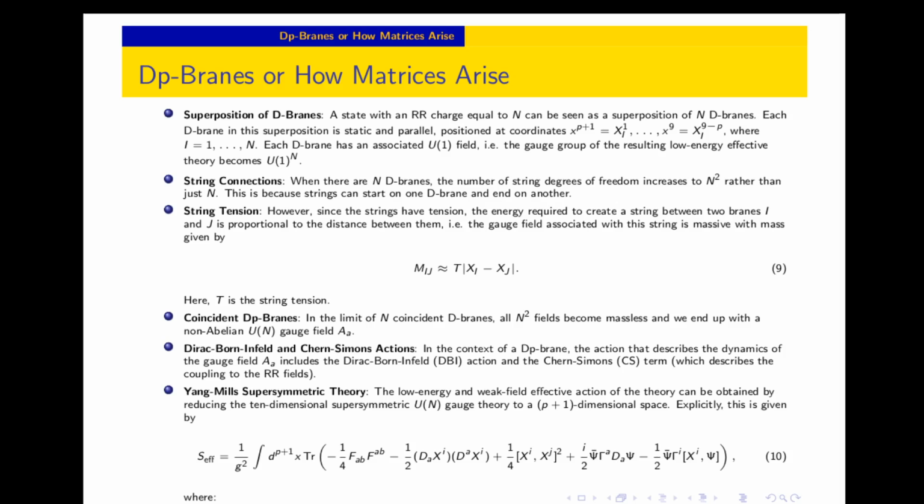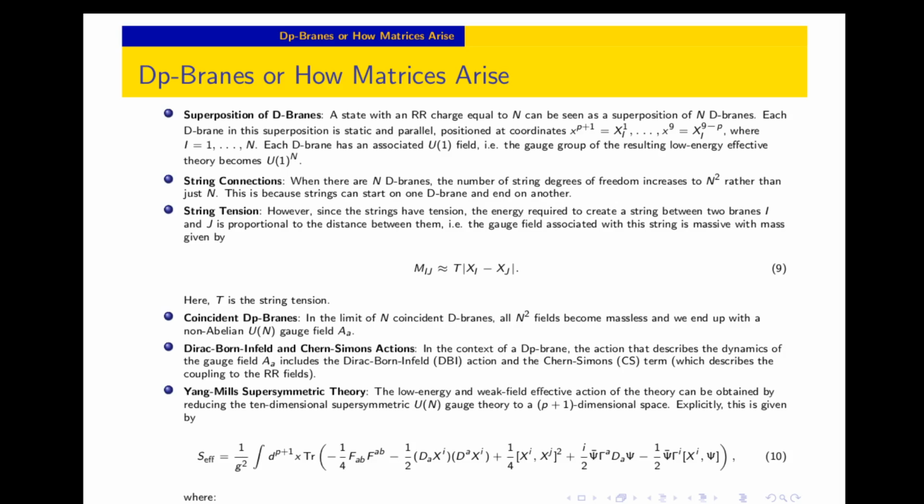When there are n D-branes, the gauge group becomes U(1) to the power of n, and the number of string degrees of freedom increases to n squared. Strings can connect different D-branes, leading to massive gauge fields with masses proportional to the distance between the D-branes. In the limit of n coincident D-branes, the gauge group becomes non-abelian U(N), and all fields become massless.